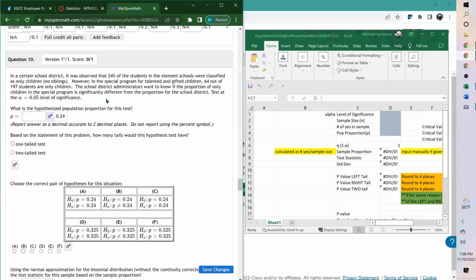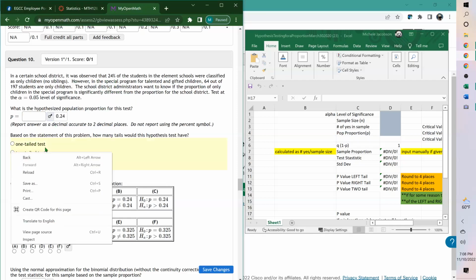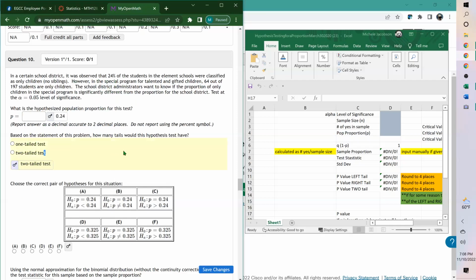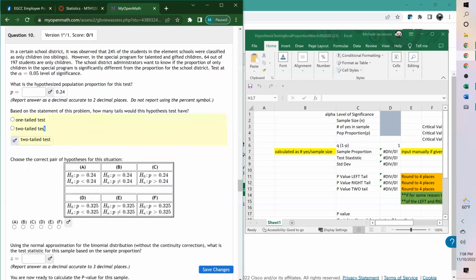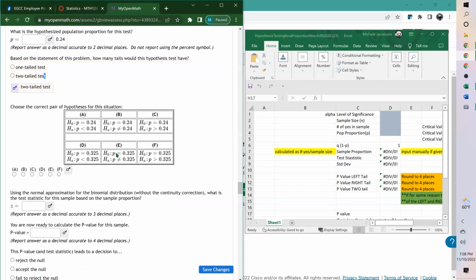We wanted to test different, so that means two-tailed, because different would mean greater or less than, just different than it. So that's a two-tailed test. Two-tail is not equal to. So it should be this one here, because our proportion was 0.24, and we were showing that it was different than it. So it should be B.